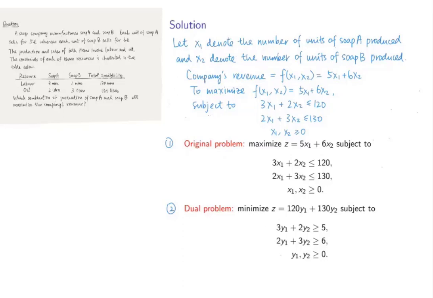If we consider the dual problem of this original problem, we will formulate the dual problem as to minimize z equals 120y1 plus 130y2 subject to these new constraints where y1 and y2 are non-negative. Although in the original problem we need to maximize z, whereas in the dual problem we need to minimize z, we notice that when both of these problems reach the optimal solution, the two values for z will be the same. And this z represents the maximum value of the company's revenue that can be obtained.